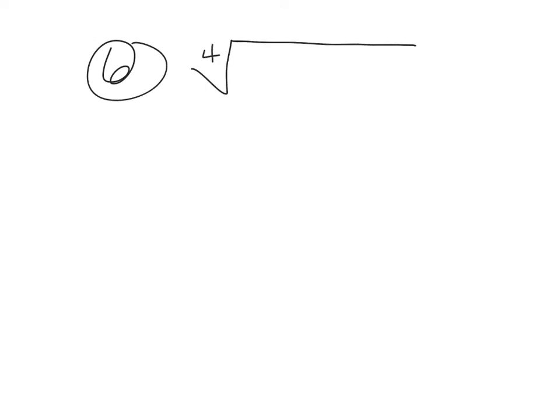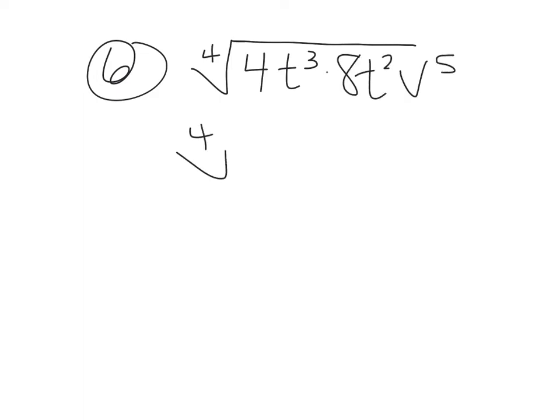Now let's do number 6 together. Let's go back up to number 6. Do you see how the index is the same for both of those roots? So we could write it as one radical, so the 4th root of 4t cubed times 8t squared v to the 5th. And then I can combine some similar terms there. So 4 times 8 is 32, t to the 5th, v to the 5th.